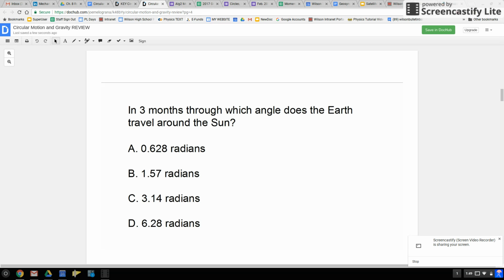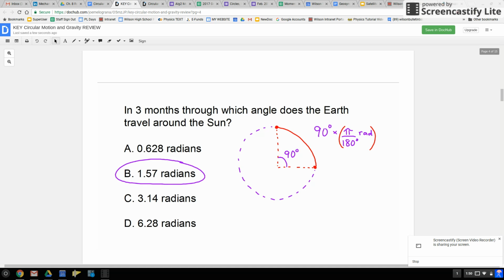In 3 months, through which angle does the Earth travel around the sun? Well, in 3 months, you would cover a quarter of the rotation around the sun. So in 3 months, you'd sweep out a 90-degree angle, which if you multiply by pi over 180, turns that into radians, pi over 2 or 1.57 radians.